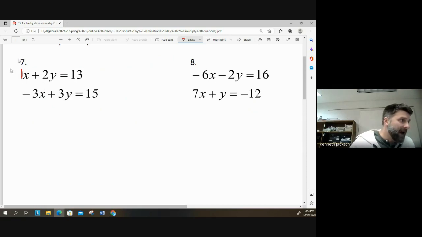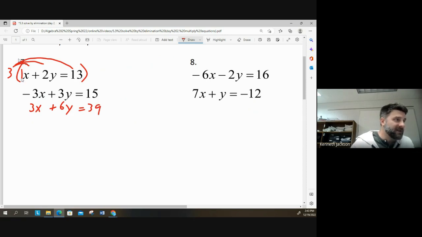But on number 7, I'm going to multiply this top equation by 3 in order to make these x's the same. So I'm going to take this 3 and multiply it by each of the numbers in the equation. That would leave me with 3x, 3 times 1, plus 6y, 3 times 2, equal 39. So all I did was take my top equation and multiply it by 3 to get my x's to be the same number, 3 and negative 3. I can deal with the sign whether I add or subtract.